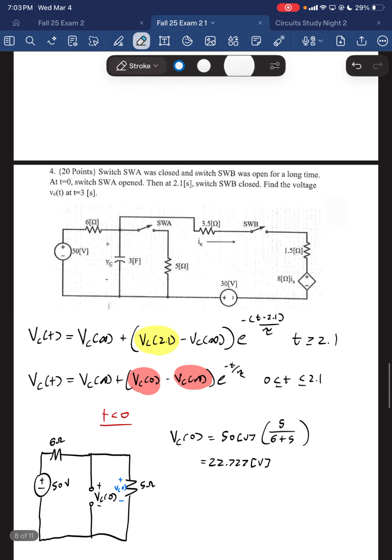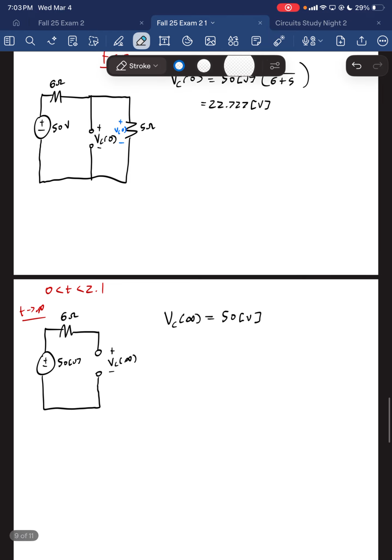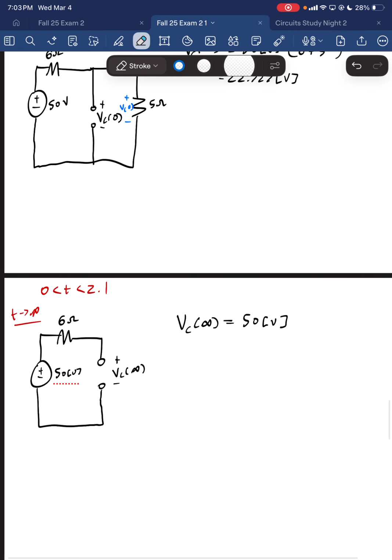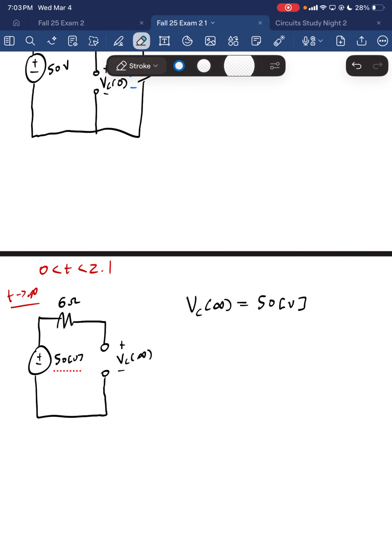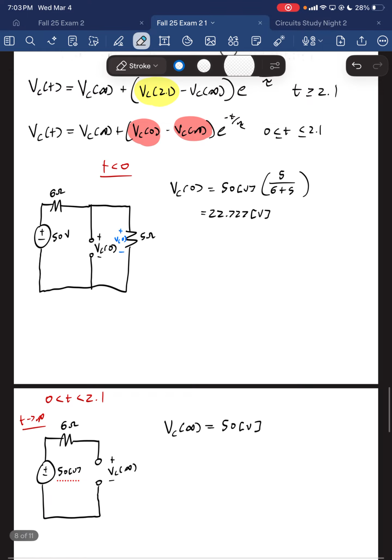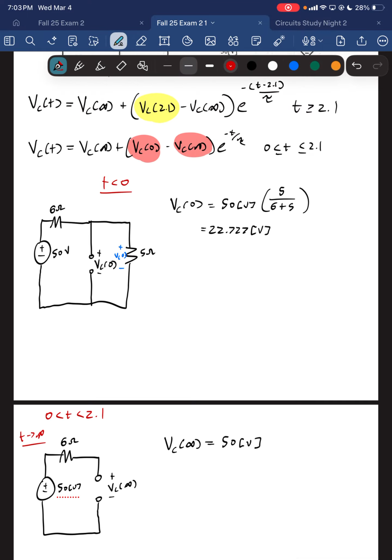Yeah, so this is where things get confusing with sequential switching circuits. I've given this rant, or tangent, whatever you want to call it, a couple of times before. Essentially, the capacitor is never going to get to the value that we find for VC infinity, which is 50 volts. It's going to get close to it because it changes exponentially, but unless the time constant is significantly less than 2.1 seconds, it's never going to reach that value. But we still have to find it to model the equation of the voltage across the capacitor. We always have to find VC of infinity.